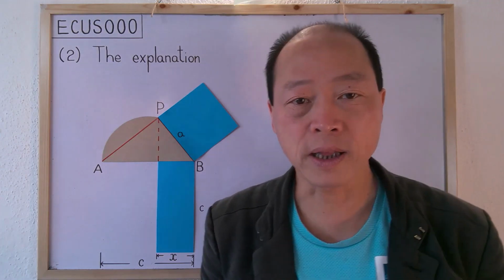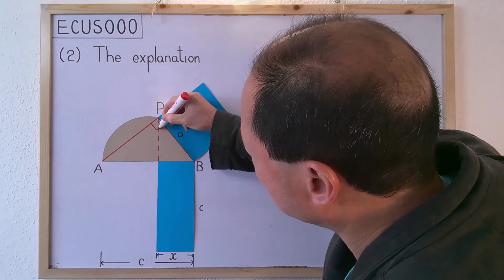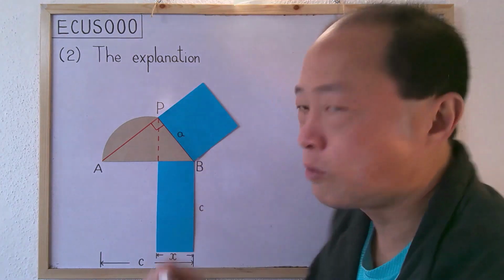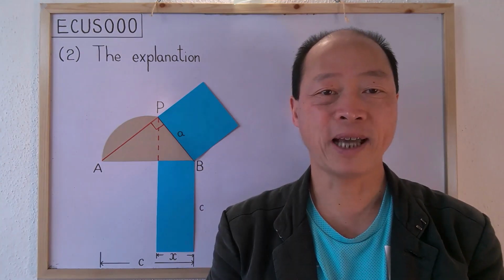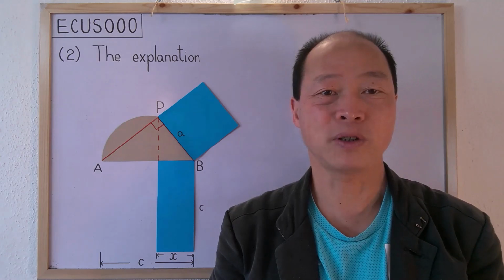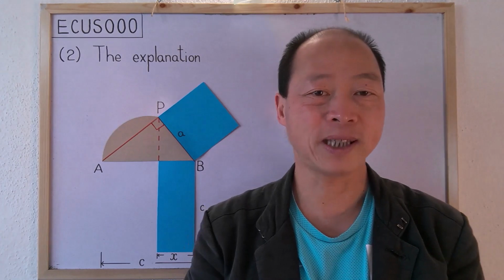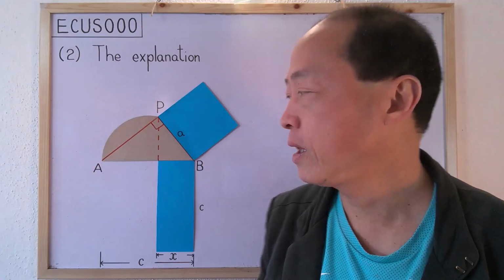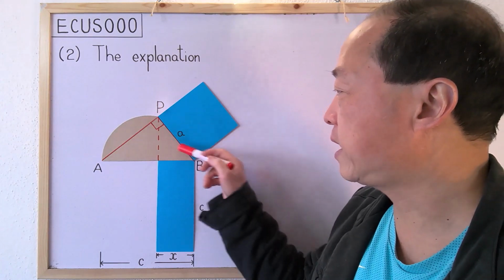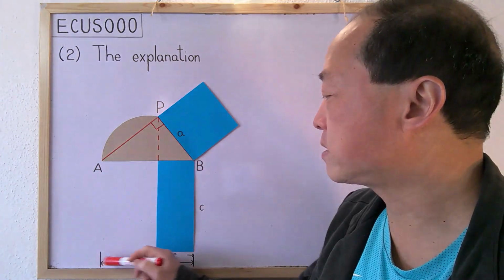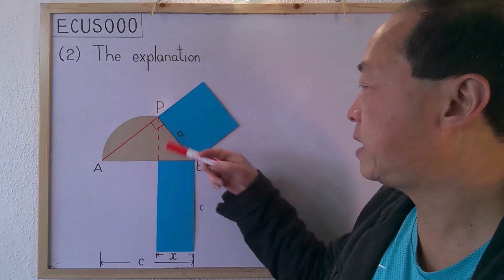We can use this symbol to represent a right angle. A triangle with a right angle is called a right-angled triangle. Therefore, triangle APB is a right-angled triangle. In this right-angled triangle, the length of PB is A, the length of AB is C, and angle ABP is beta.